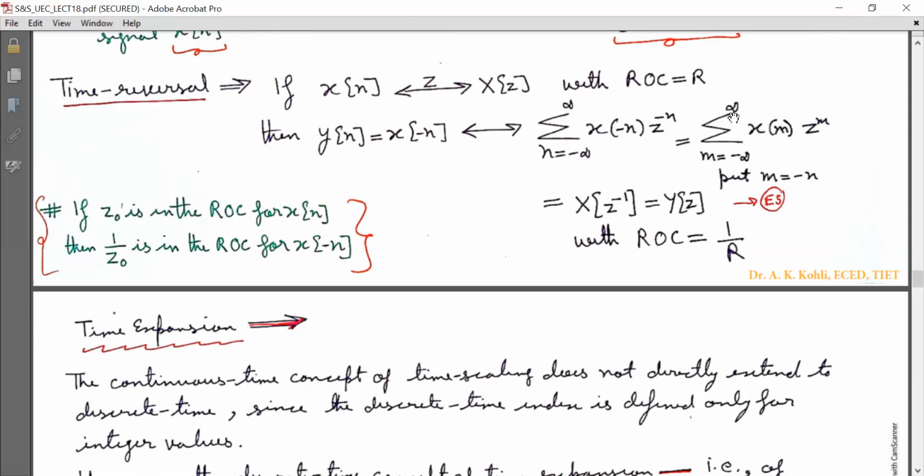Now clearly Y(z) is equal to X(z inverse) and the ROC is 1 by capital R. Now here the observation is that if z naught is in the ROC of x[n], then 1 by z naught is in the ROC of x[-n]. So this is an important observation.